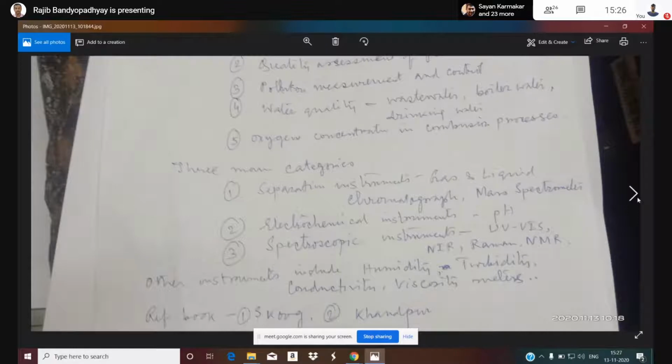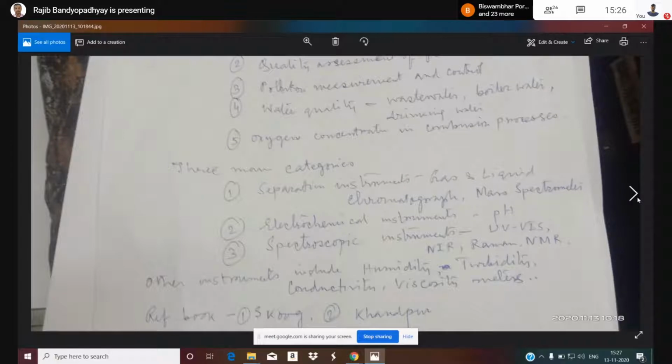There are many such electrochemical instruments and electrochemical sensors which are available. These are also used for sensing gas, not only gas. And there's another example which is really not very easy to understand.